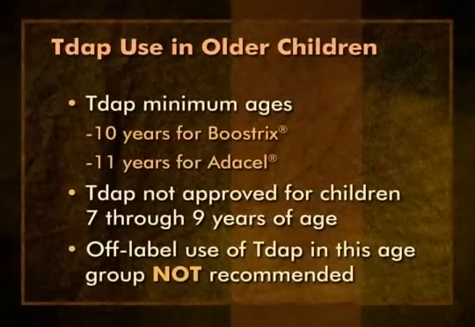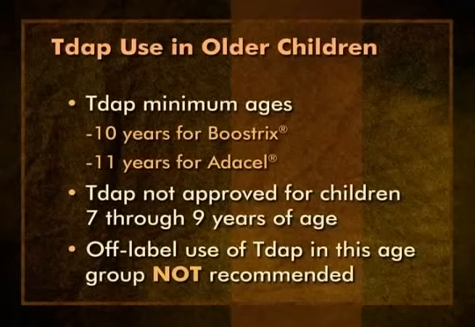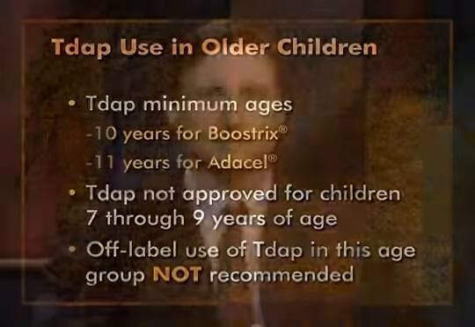Remember that the minimum age for Tdap is 10 years for Boostrix and 11 years for Adacel. Tdap vaccine is not approved for children 7 through 9 years of age, and ACIP does not recommend off-label use of either Tdap vaccine for this age group. When tetanus and/or diphtheria toxoid is needed for this age group, it must be given as adult Td without pertussis.